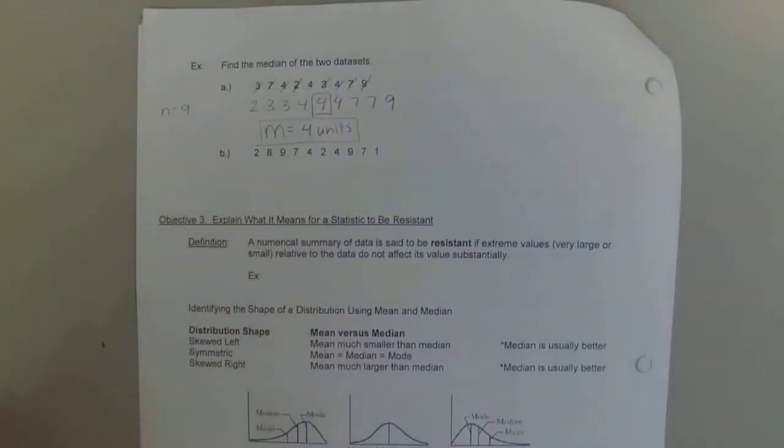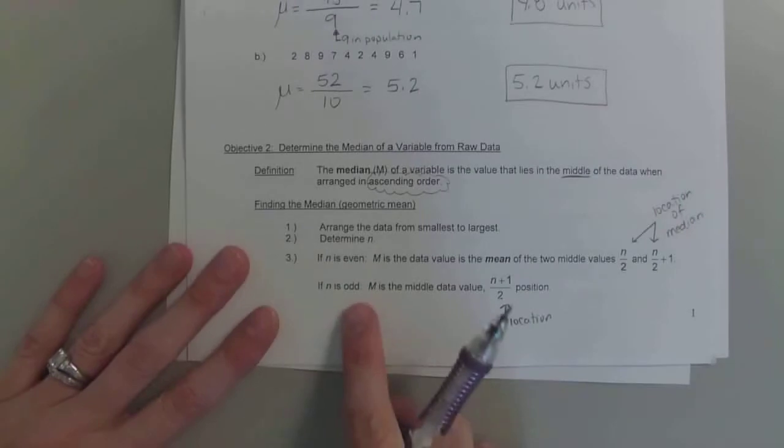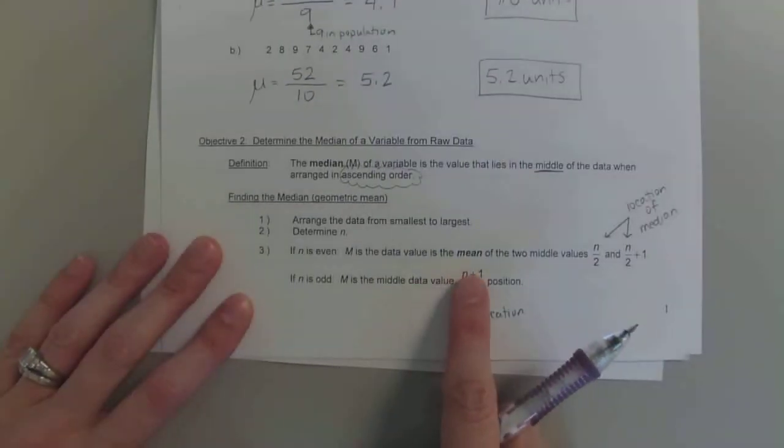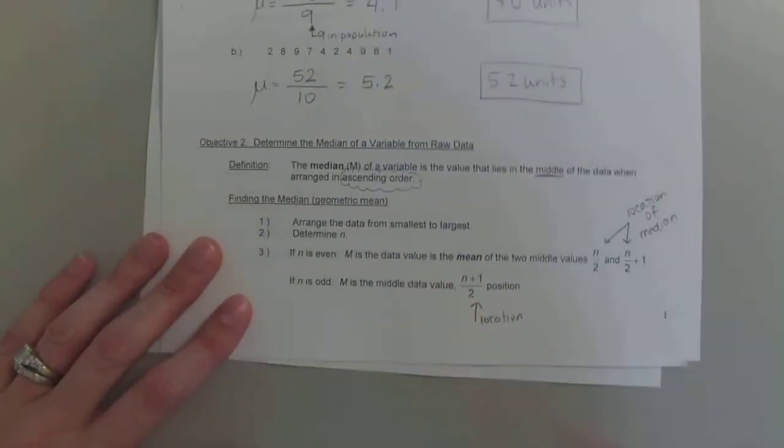Why did I write n equals 9 over here? Because I wanted to show you if for some reason you needed to use those formulas, because again, the formulas will be given to you. I'm going to flip it back to the formulas, okay? N was 9, so how do you find the middle? 9 plus 1 is 10.